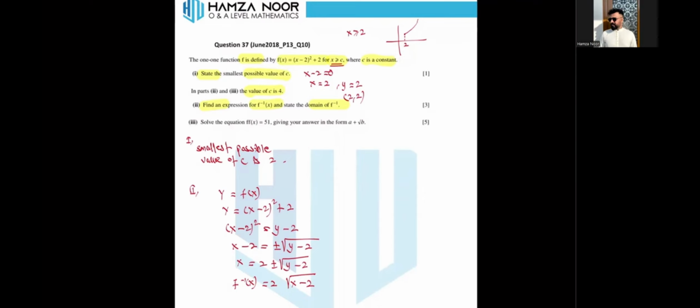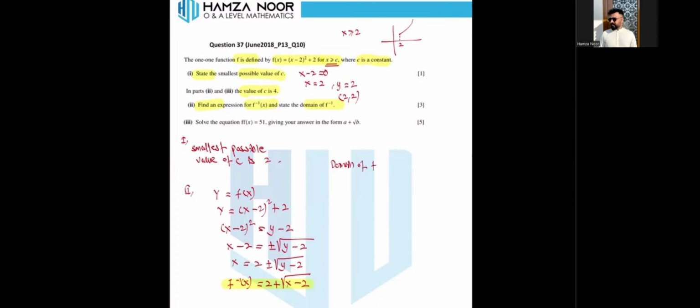So we need the outputs of f inverse x to be greater than or equal to 4. Obviously, we will choose the positive sign over here because to 2, we need to add something in order to get the outputs greater than or equal to 4. So f inverse x will be 2 plus under root of x minus 2. This is basically the f inverse x function. And now we also need to tell the domain of f inverse x function.